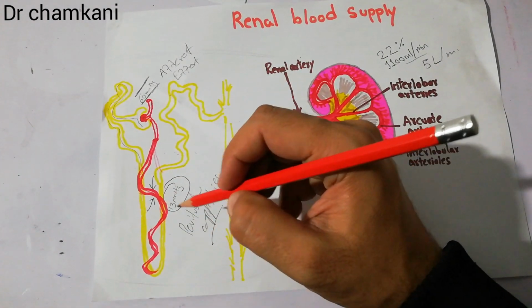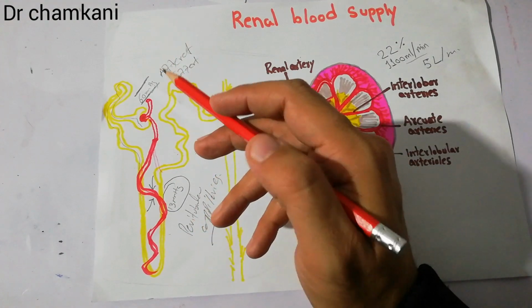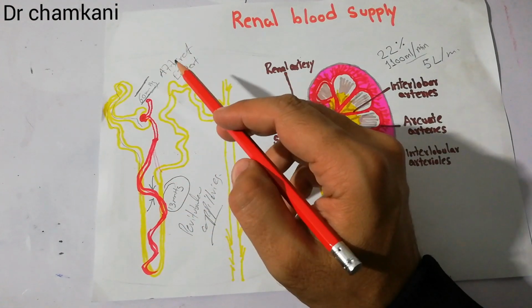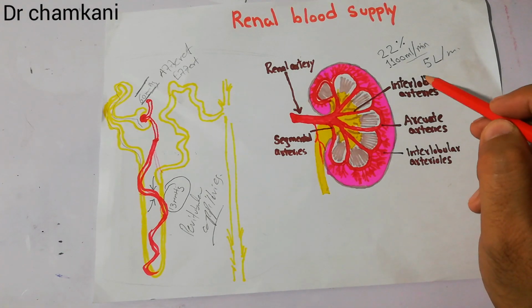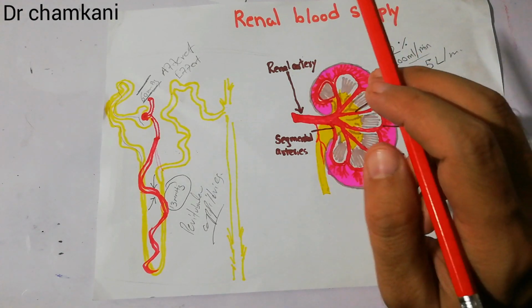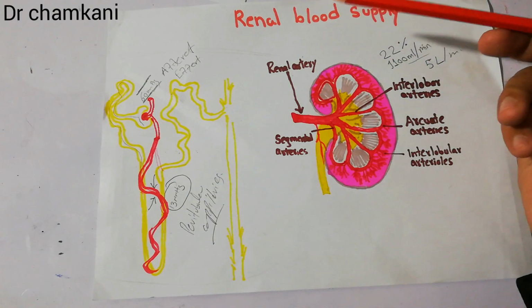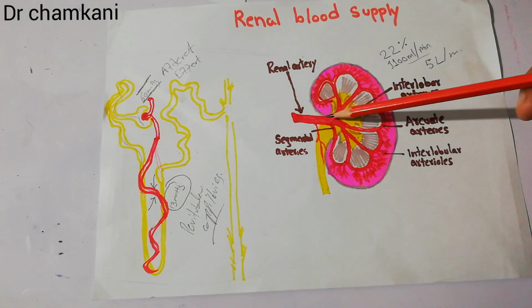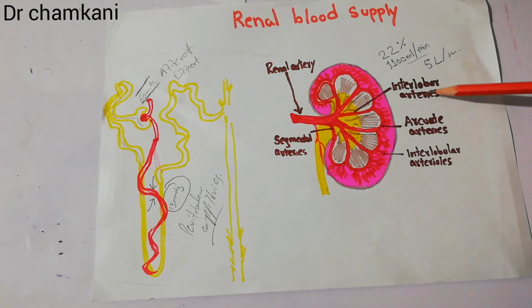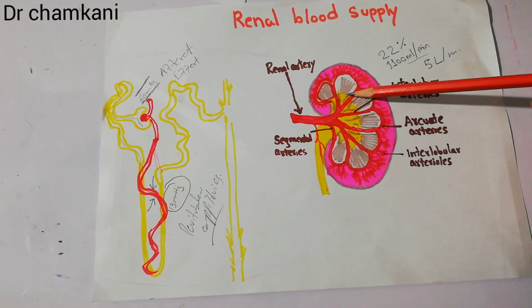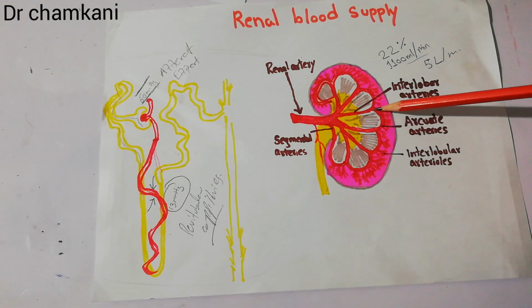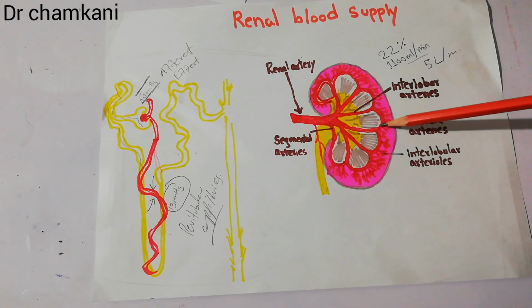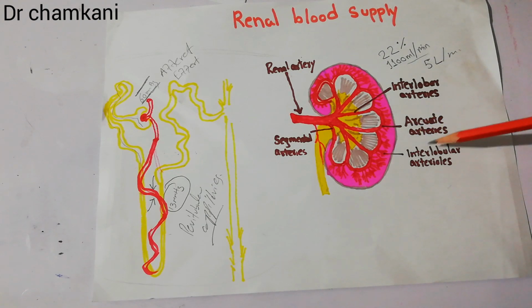These peritubular capillaries then make the efferent veins, then the interlobular veins, then the arcuate veins, then the interlobar veins, then the renal vein. So the whole blood supply is such that the renal artery enters the hilum and divides into the interlobar arteries, which run between two different lobes. Then the interlobar arteries branch into the arcuate arteries, which form different arc-shaped structures. The arcuate arteries branch into interlobular arteries.